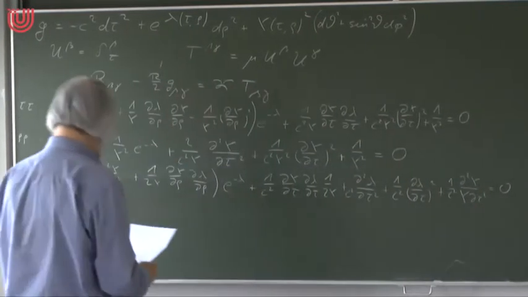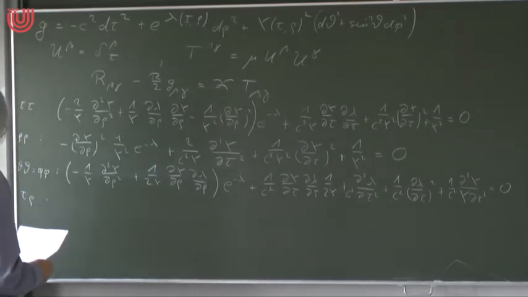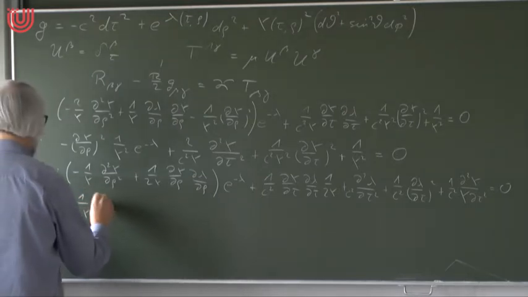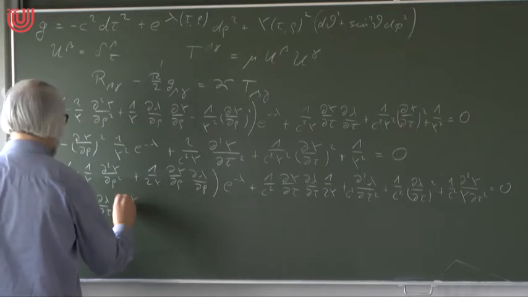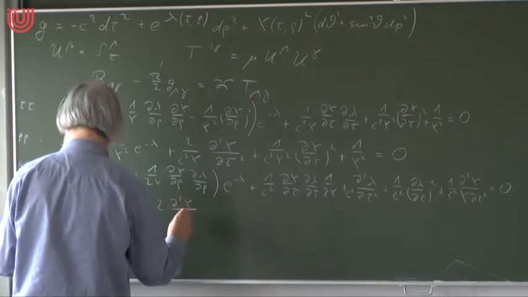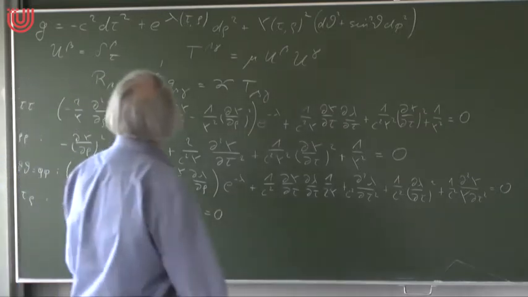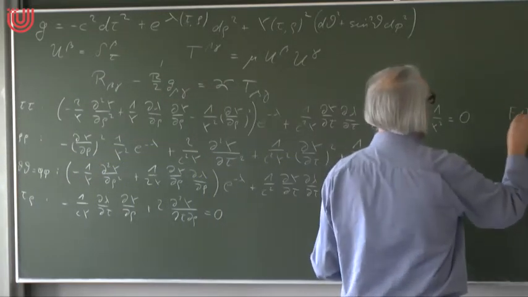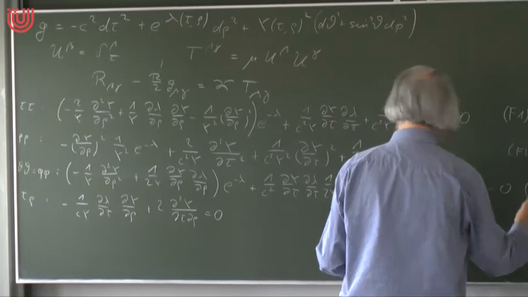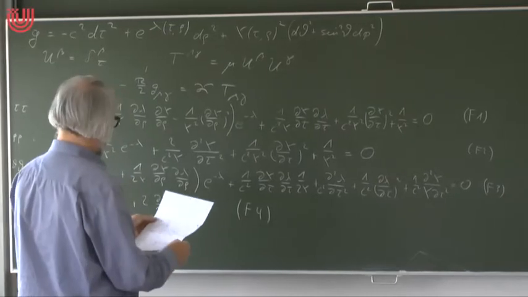Okay, and the only non-diagonal element, which is non-trivial, is a tau rho component. This is fairly short, fortunately. Minus 1 over c y, d lambda by d tau, dy by d rho, plus 2 second derivative of y, d tau d rho is 0. Okay, let's give names to these equations. Let's say this is F1, F like field equation, F2, F3, and F4. Wait a minute, I made a mistake.